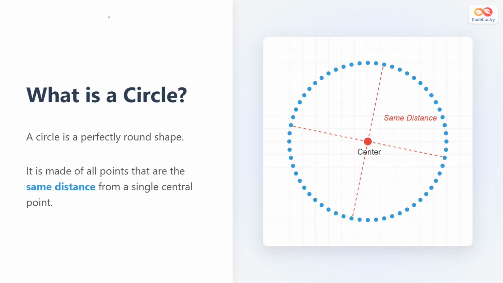First, let's define what a circle actually is. It is a perfectly round shape. But mathematically, it is special because every single point on the edge is exactly the same distance from one specific point in the middle.